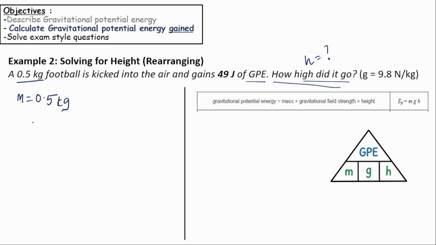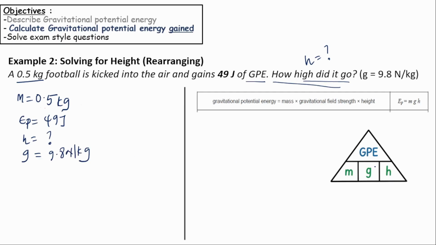It says the GPE is 49 joules, which is the gravitational potential energy. Height is unknown. That's what we are asked to find. The gravitational field strength is 9.8 newtons per kilogram.